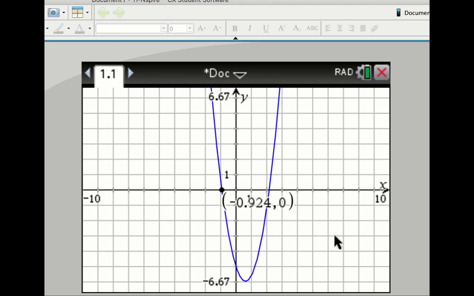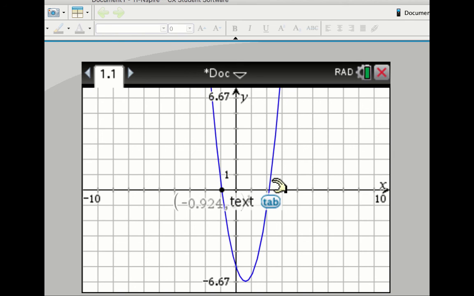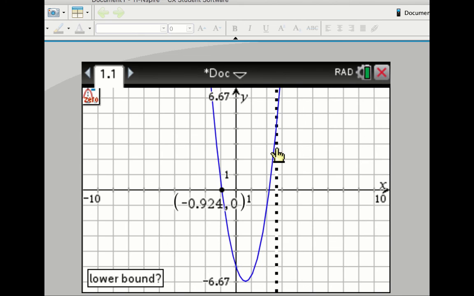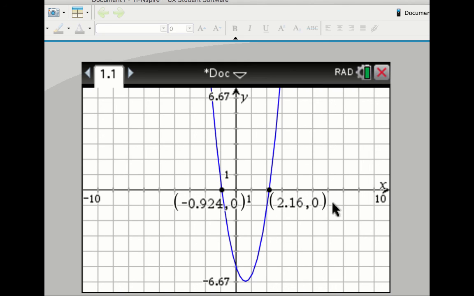And now it's going to tell me that that zero is at approximately negative 0.924. So it wasn't quite exactly negative 1. Now, to find the other one, I'm going to repeat. So menu, analyze graph, zero. Again, lower bound is to the left, upper bound is to the right. My second solution is at approximately 2.160.